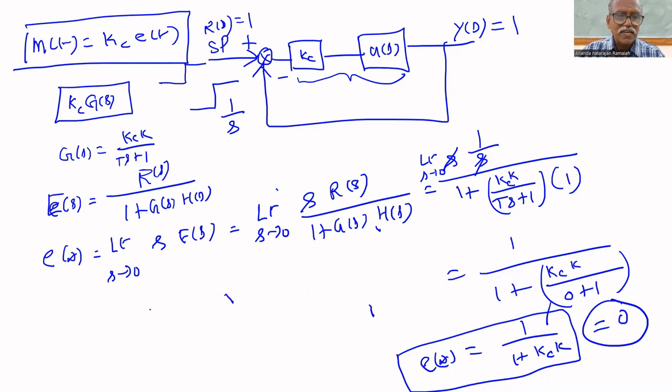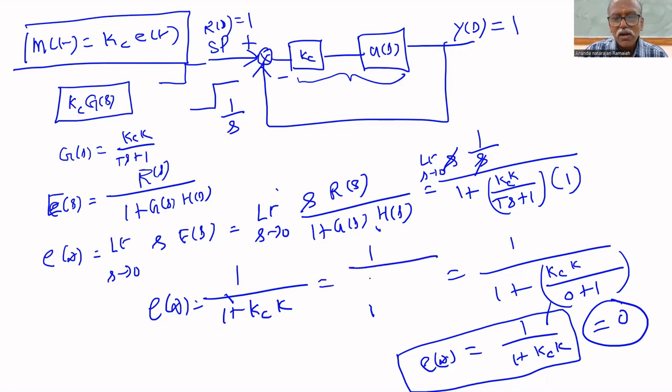The expression for steady state error is E of infinity equal to 1 upon 1 plus KcK. For what value of Kc does the error become 0? 1 upon 1 plus infinity is equal to 0. Therefore, Kc must be infinity. If we make the controller gain equal to infinity, then only the error becomes 0. But practically it is not possible to give infinite controller gain. That's why a proportional controller always gives steady state error.